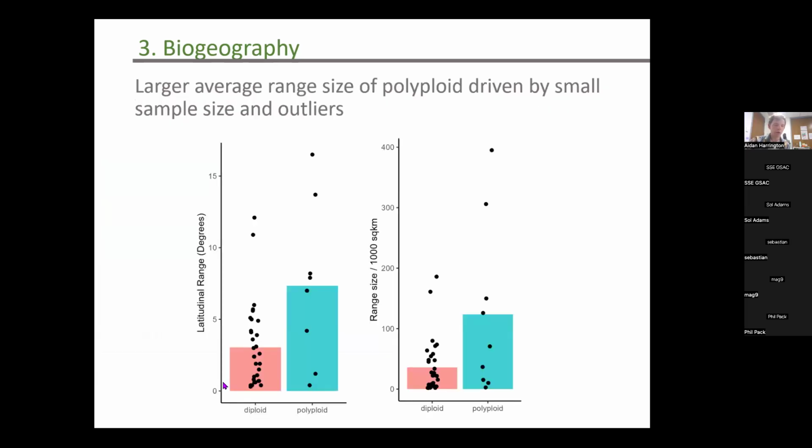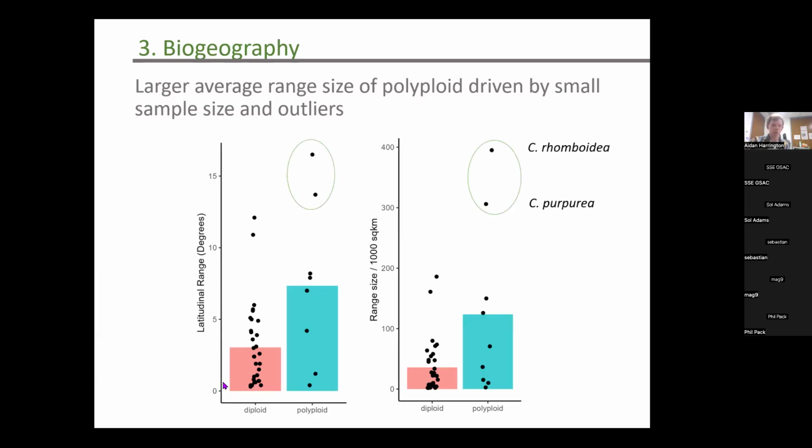On the left here, you have the latitudinal range, and on the right, you have the range size of the diploids and polyploids, diploids in red, polyploids in blue. And we can see that although polyploids have this larger average range size and latitudinal range, you can also clearly see that this pattern is driven by small sample size and some key outliers. So there's only 10 polyploids in Clarkia. Well, I say only, but there's 30-some diploids and 10 polyploids.